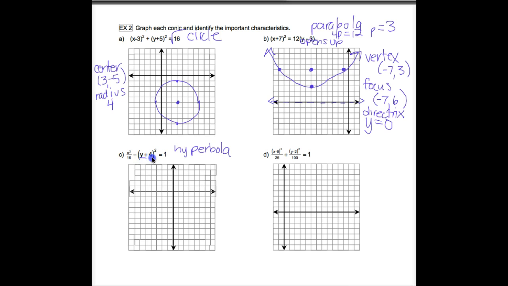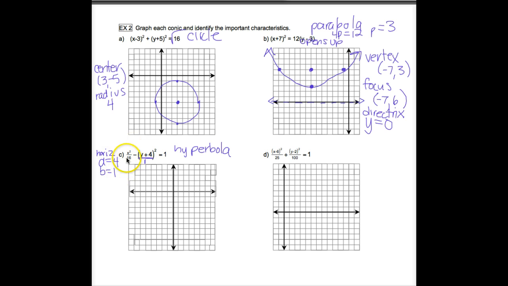This one doesn't have a denominator on the y, which means that the denominator is 1. So that helps us out. Now we just need to get our important information so that we can figure out how to graph it. Because the x squared came first, this has to be a horizontal hyperbola. And because the x squared comes first, my a value has to be the square root of 16. So a is 4, which means that b is going to be 1.